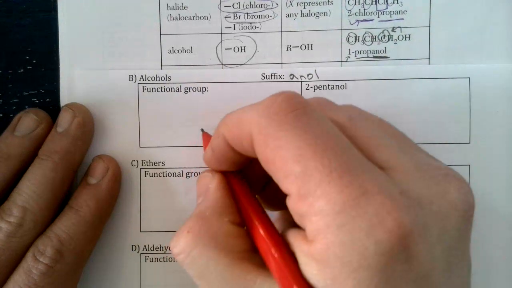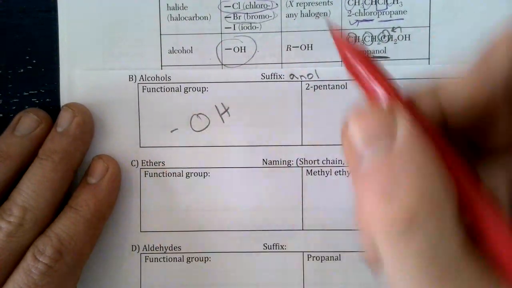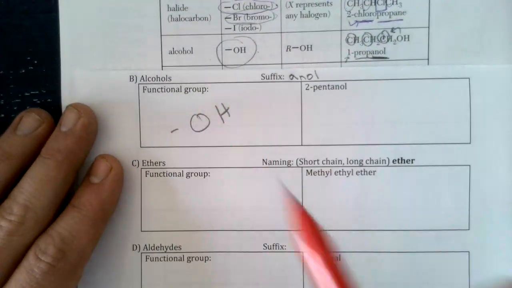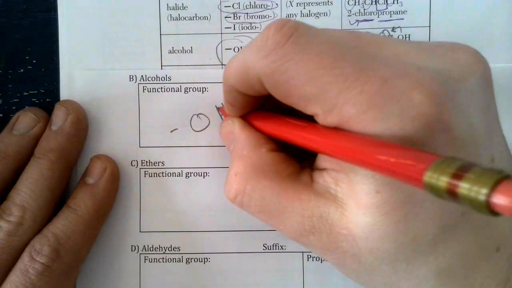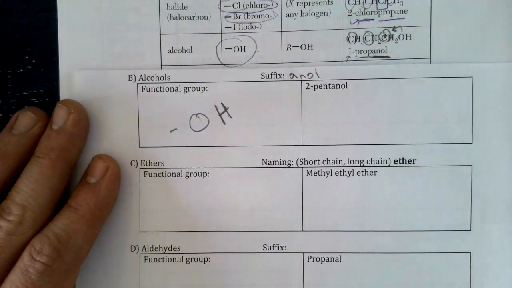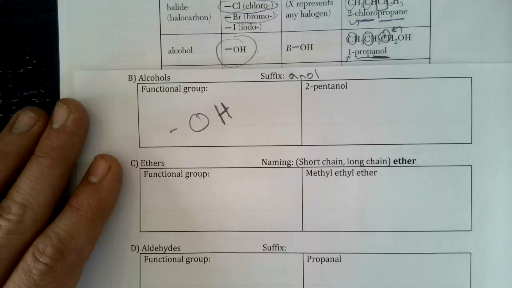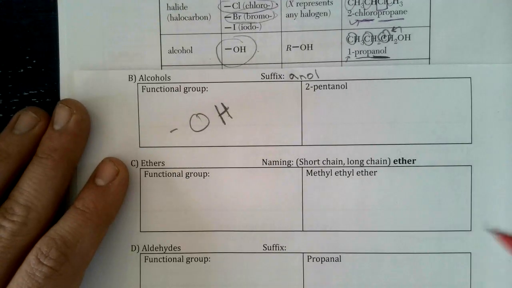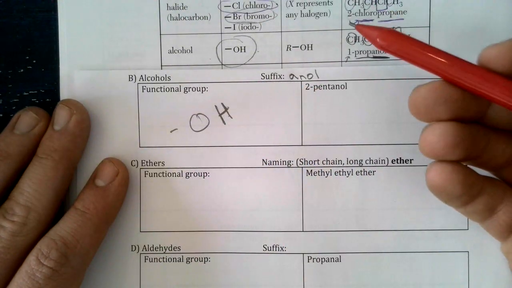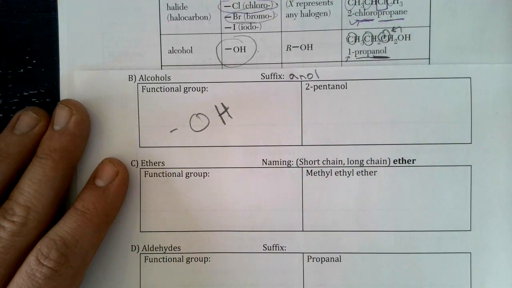So the functional group for alcohols is right there. Believe it or not, this is a real question that the Regents exam asks. It asks, which functional group belongs to alcohols? Which functional group belongs to esters? And if you know how to use the table, it's right there for you.